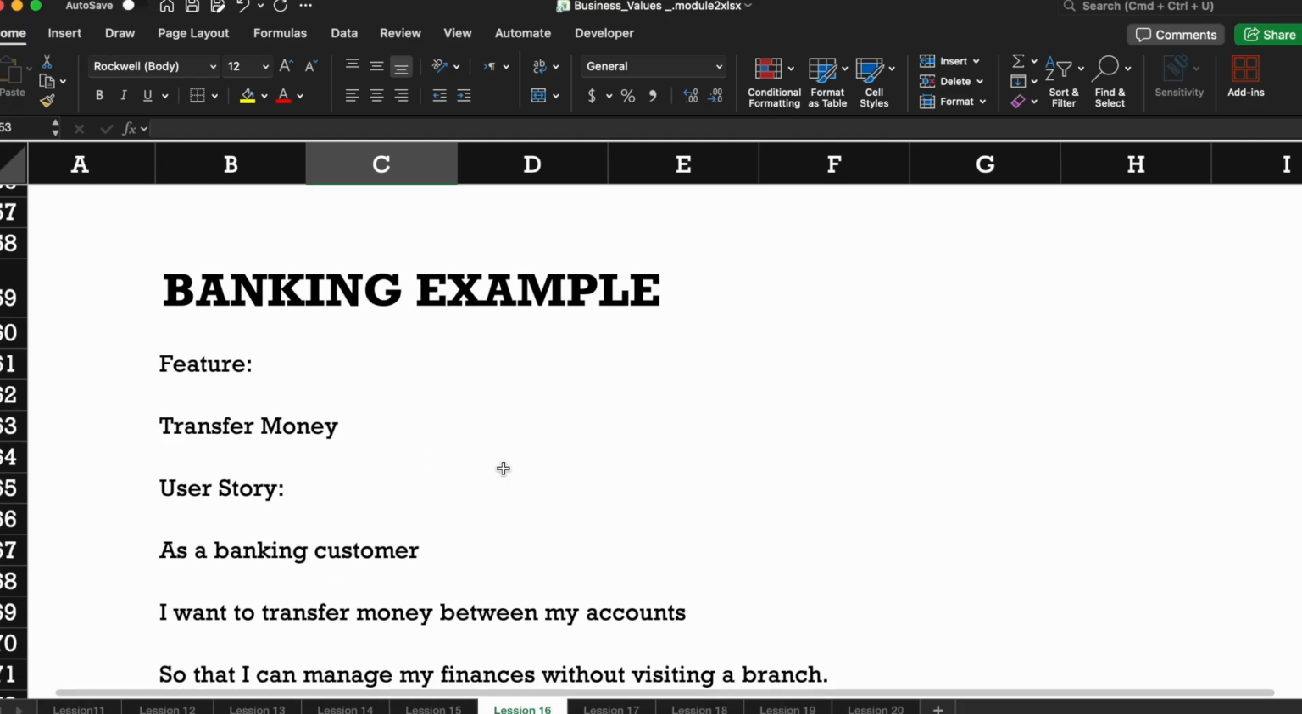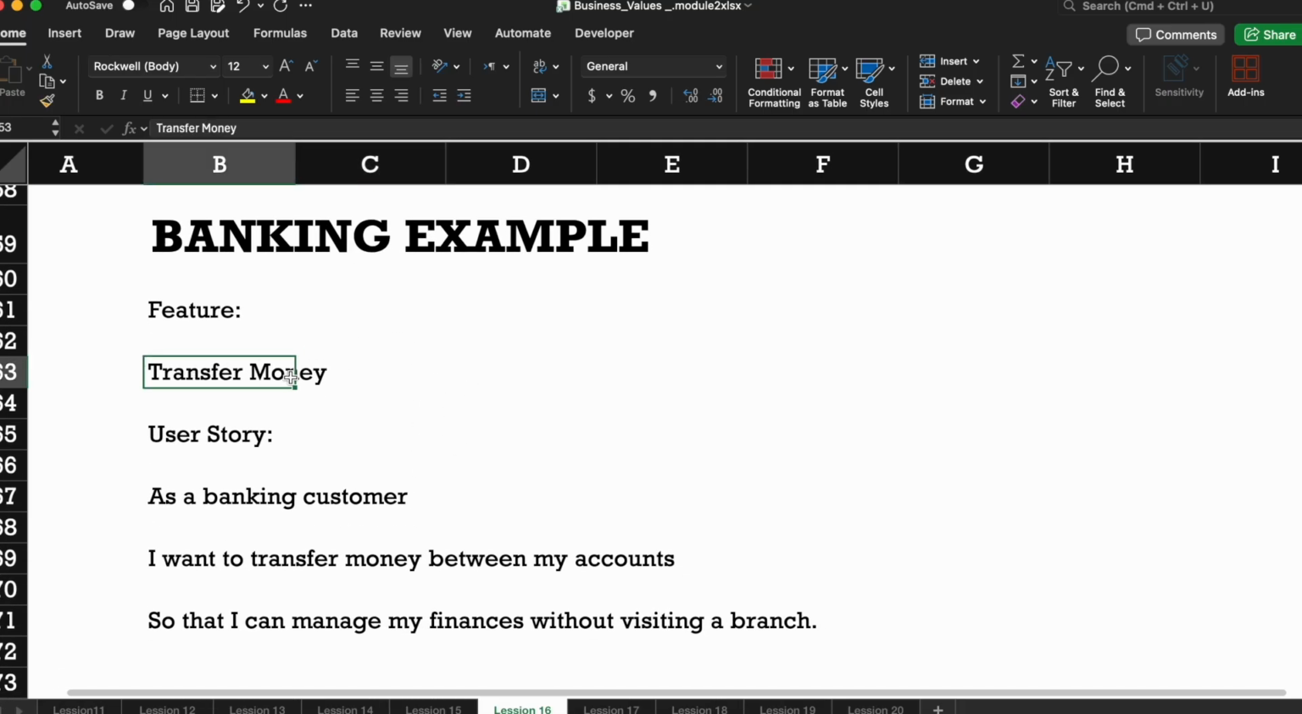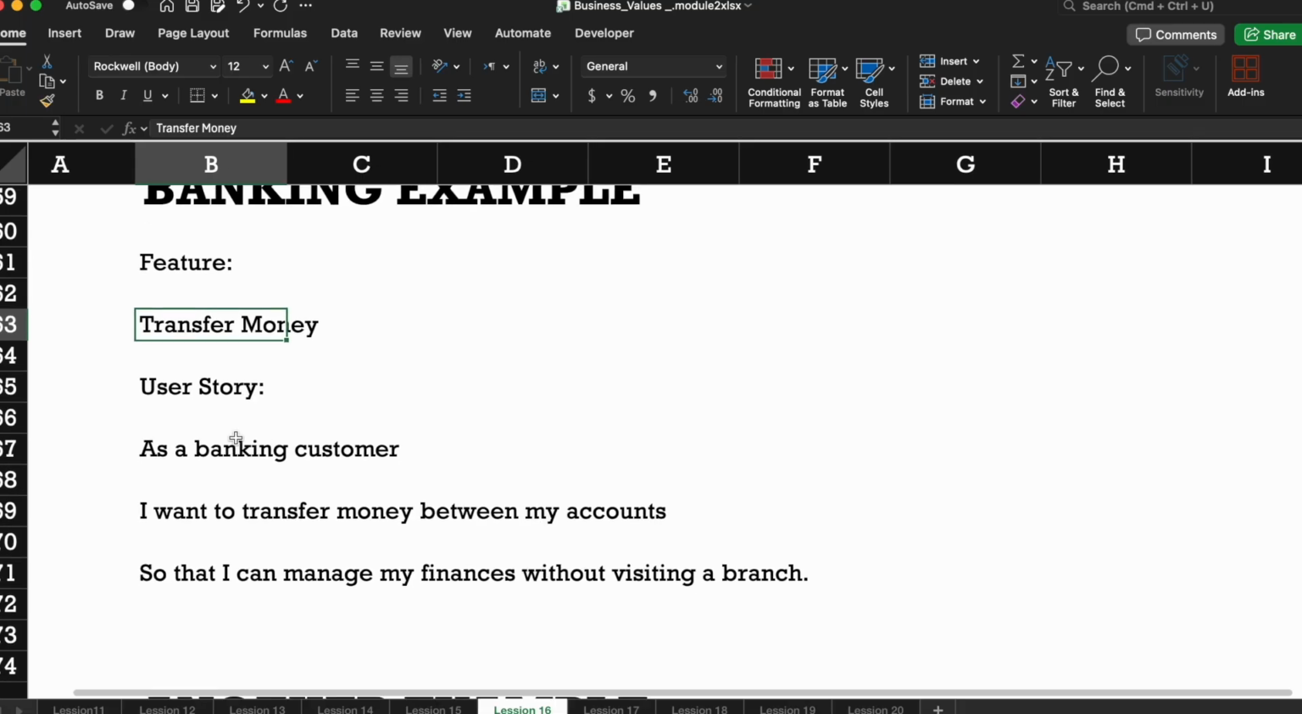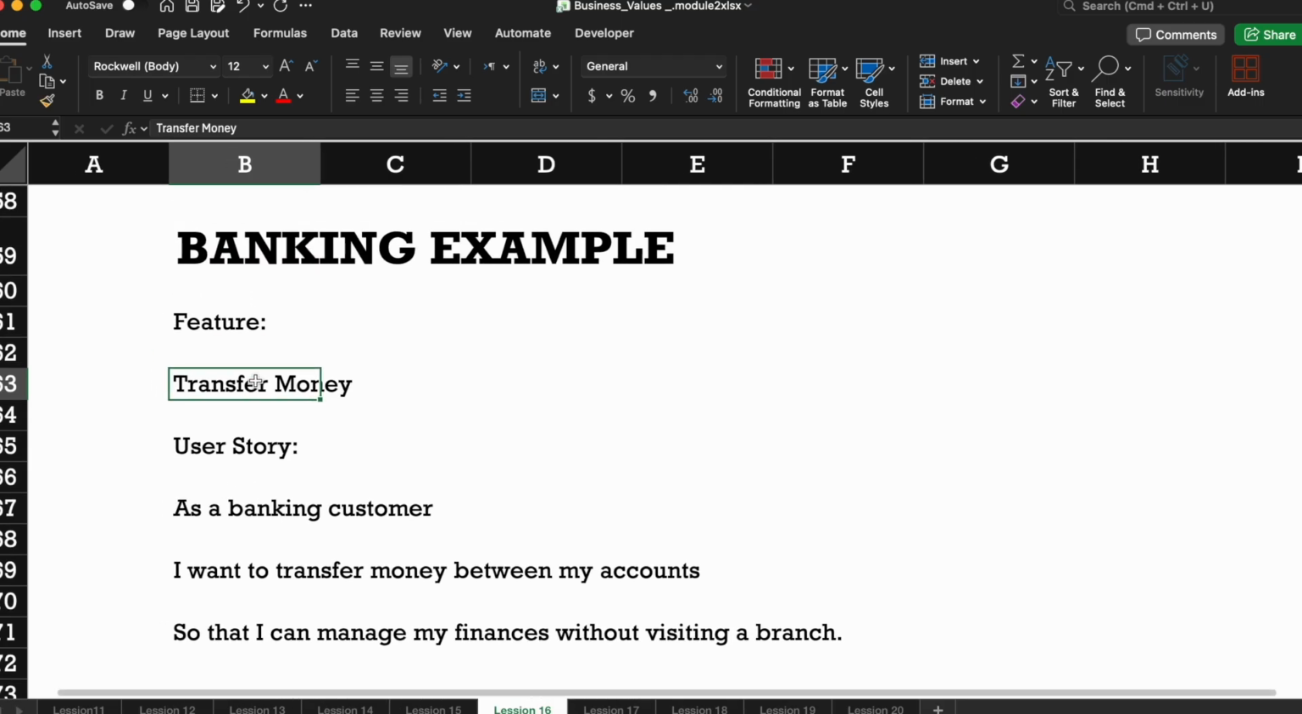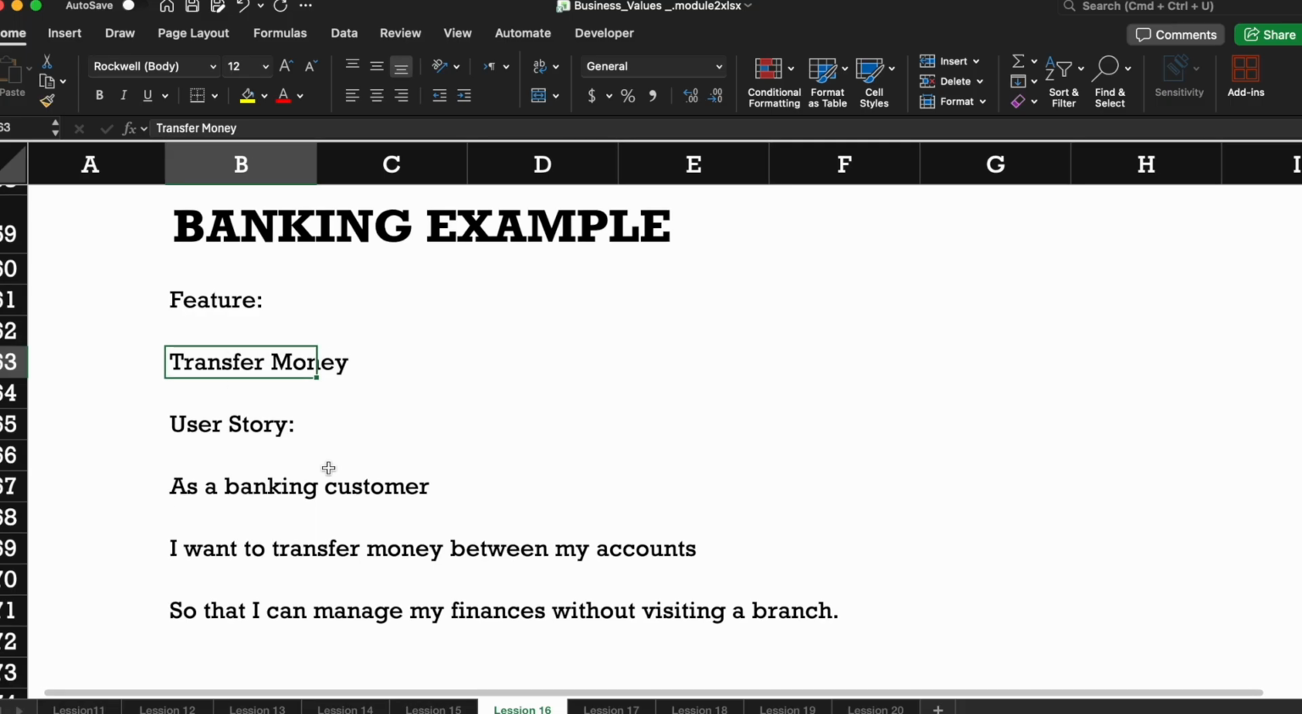So let's take one banking example, the feature transfer money. You need to first understand what the feature is, then the functionality. A feature is what you are building, like a mobile transfer flow or an onboarding flow. Functionality is the expected behavior: customer can log in, customer can move money, and so on.